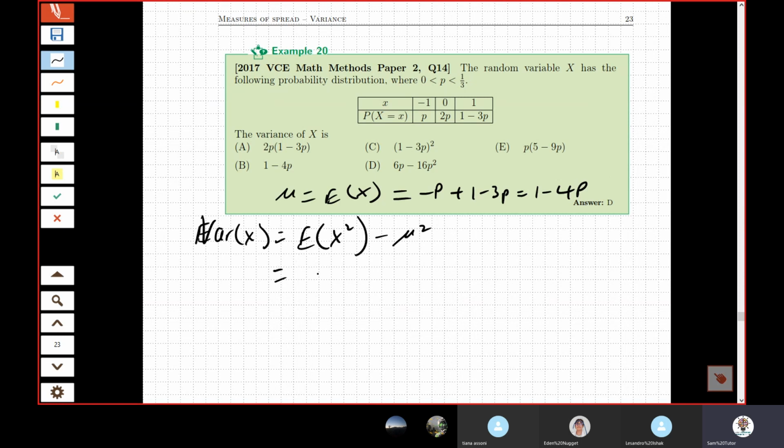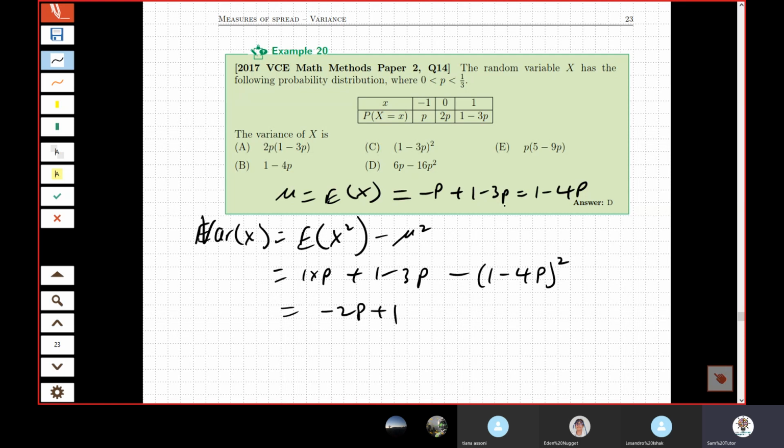Ex squared. Ex squared is negative 1 squared, which is 1. 1 times p is p. 0 squared doesn't do anything. 1 squared again doesn't do anything, so 1 minus 3p. Minus 1 minus 4p squared. So that becomes 1 times p, so that becomes negative 2p plus 1.